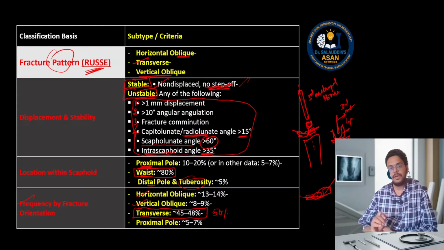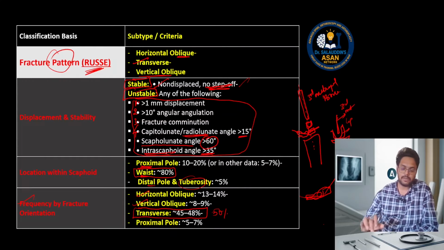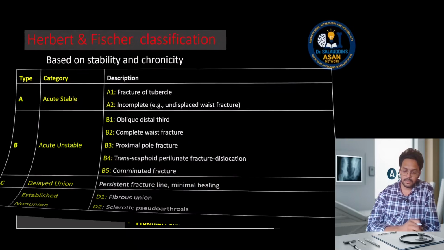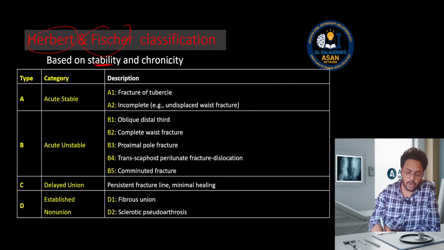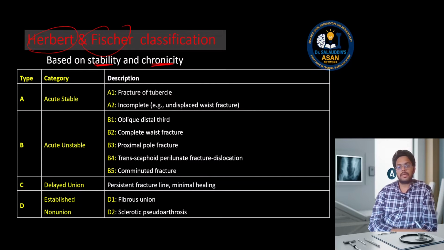Okay. Another most important classification of the scaphoid was given by Herbert and Fisher. Herbert and Fisher gave a classification based on the stability and chronicity of the scaphoid fracture.